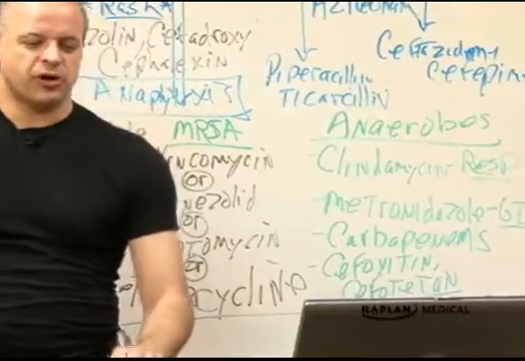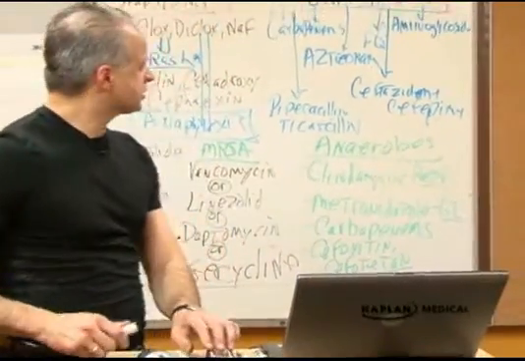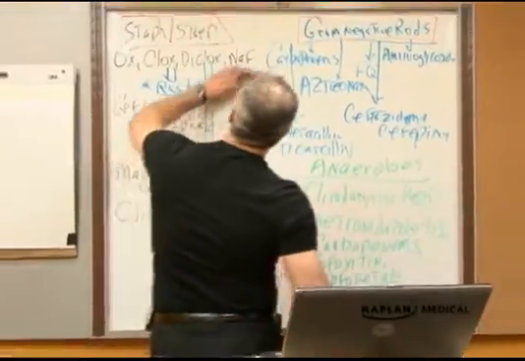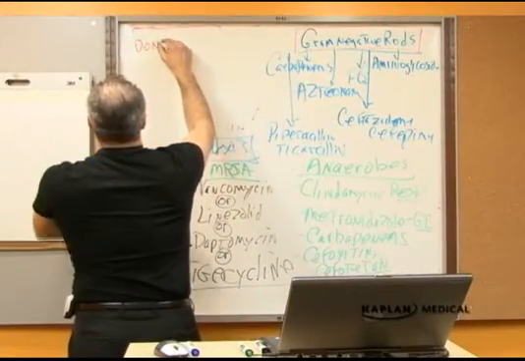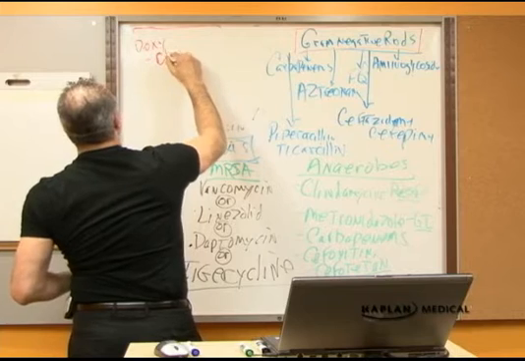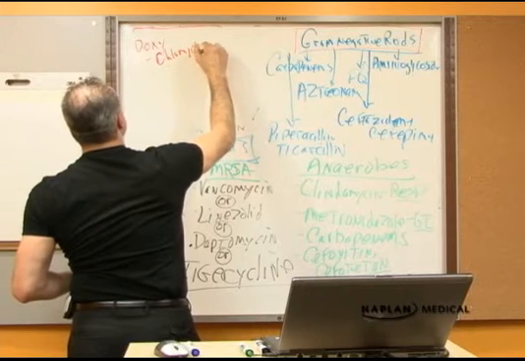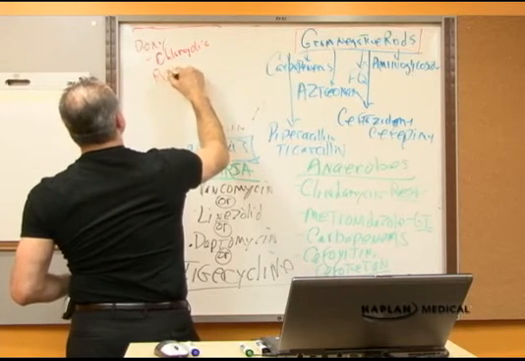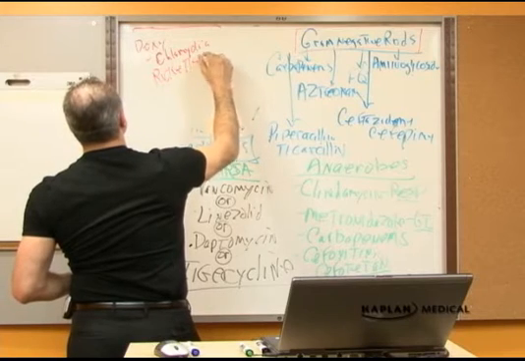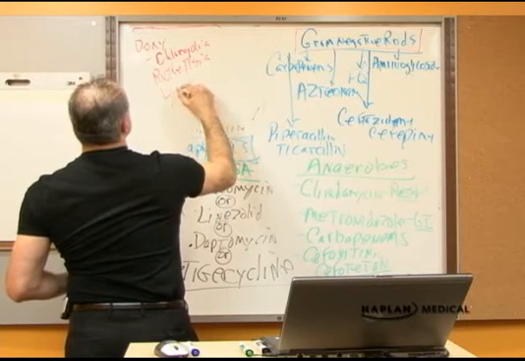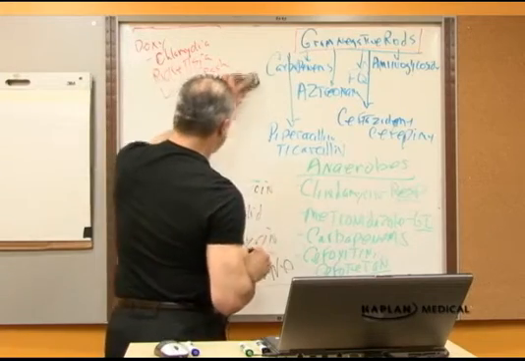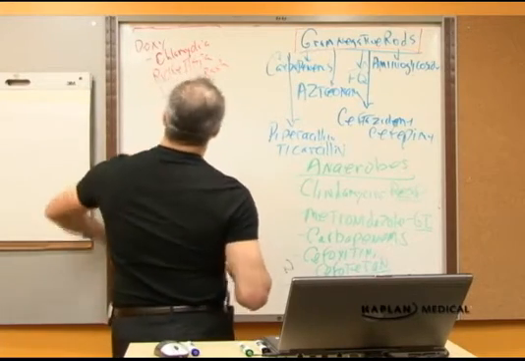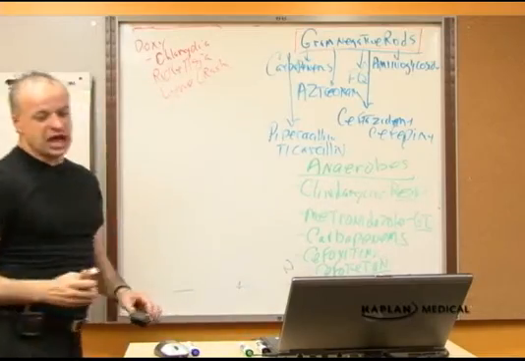Now let's look at some oddball things. When is doxycycline going to be your answer? The answer is chlamydia infections, rickettsia infections, early Lyme disease, like Lyme that just has a rash, a joint, or a facial palsy. Chlamydia, rickettsia, Lyme.